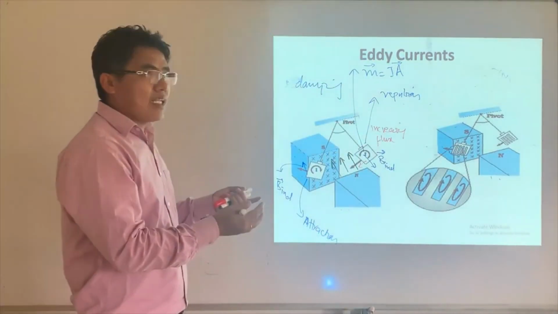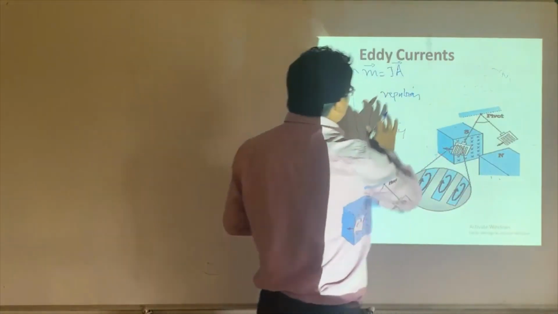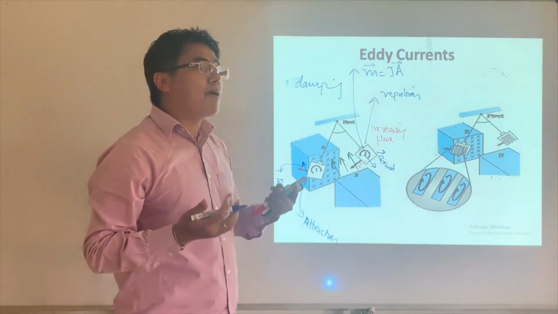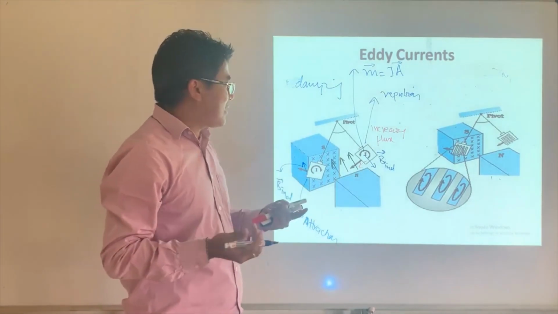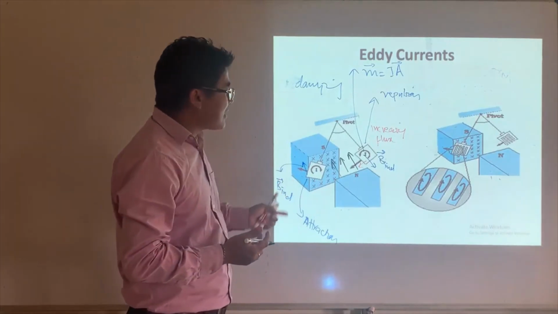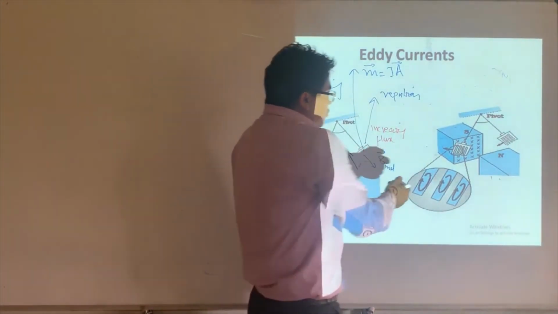Because it has less damping. Why? Because you cut these pieces, so the area is going to become less. If the area becomes less, the magnetic moment will become less, and the magnetic field becomes less. So therefore the repulsion is less and the attraction is less, so it takes more time to stop. So this is how you reduce it, right?